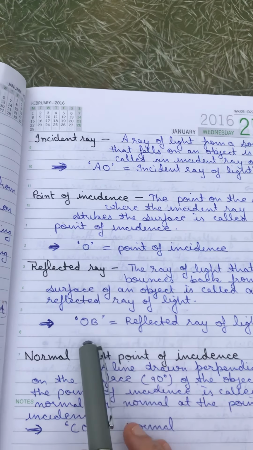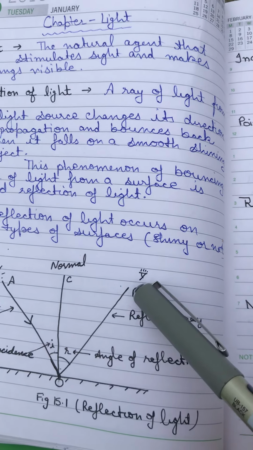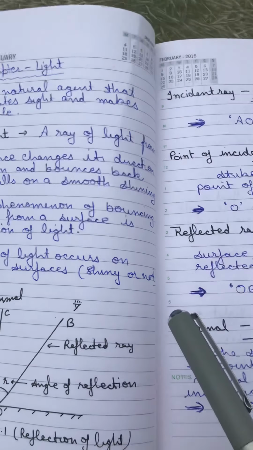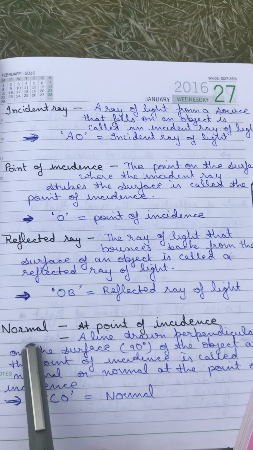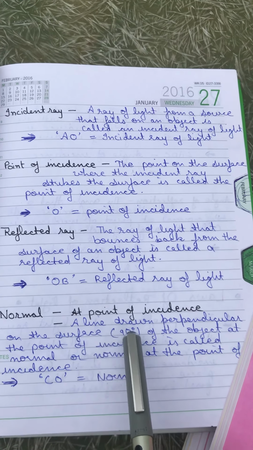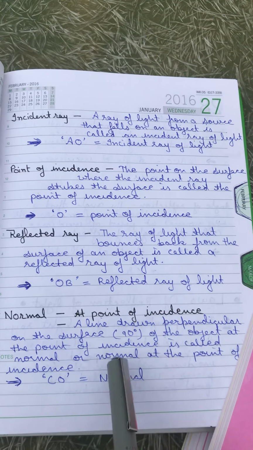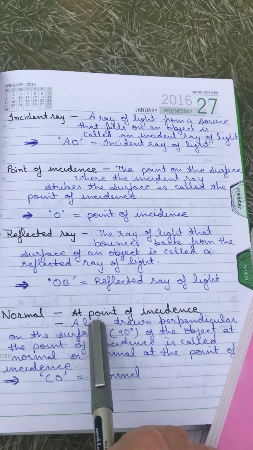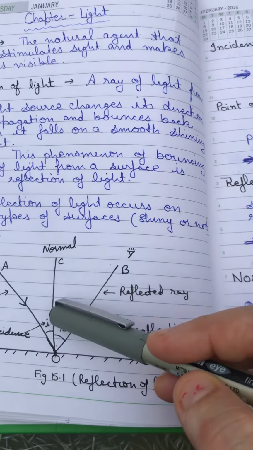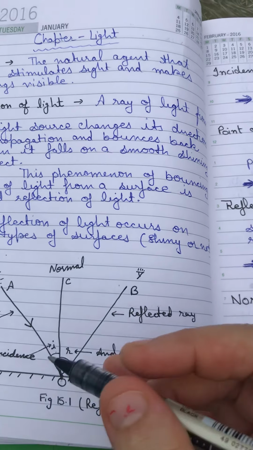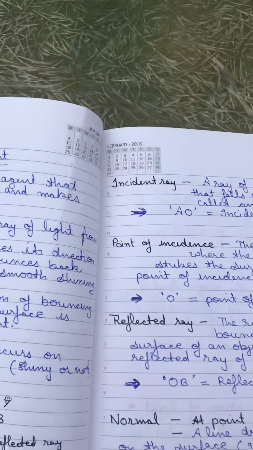Next is the reflected ray. The light which is reflected or bounces back from the mirror is known as the reflected ray. Here OB is the reflected ray. Normal, we know that the line drawn perpendicular to the surface of the object, for example a mirror, is known as the normal at the point of incidence. CO is the normal that makes an angle of 90 degrees with the mirror.